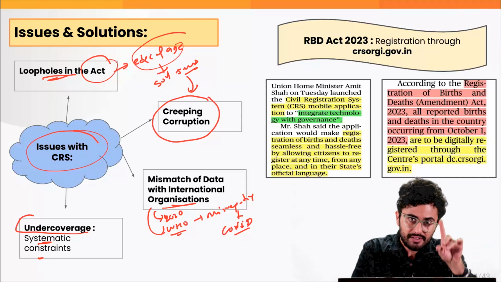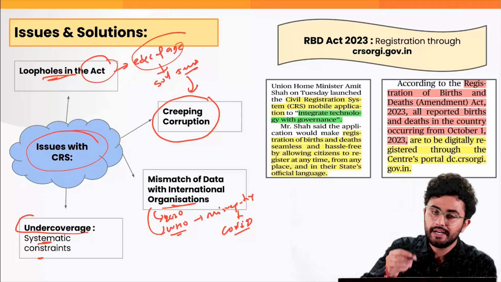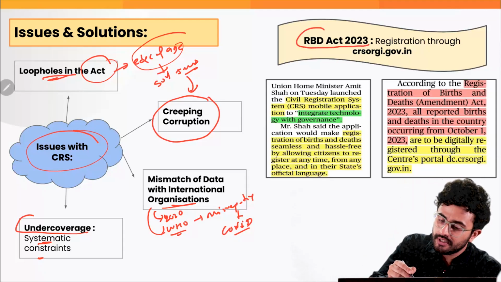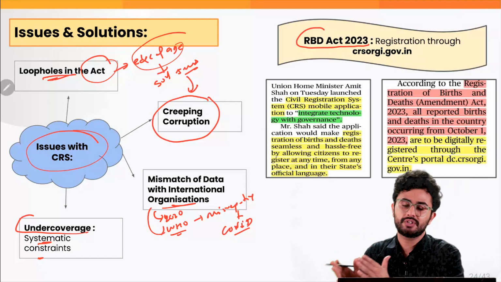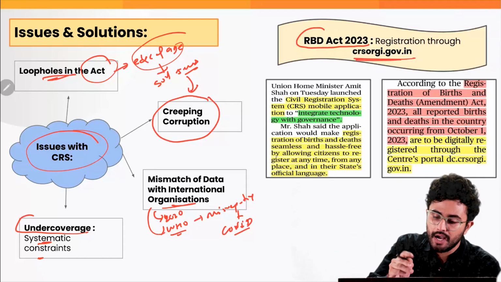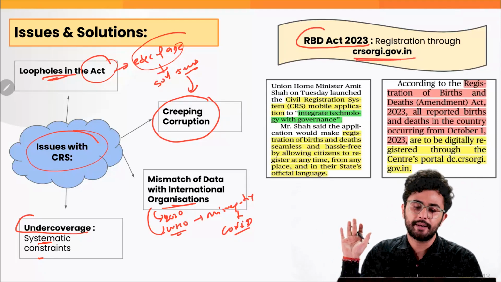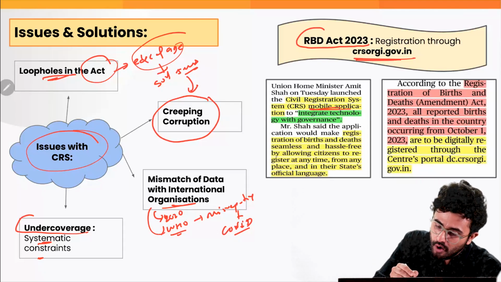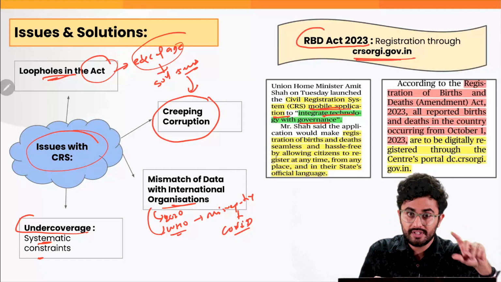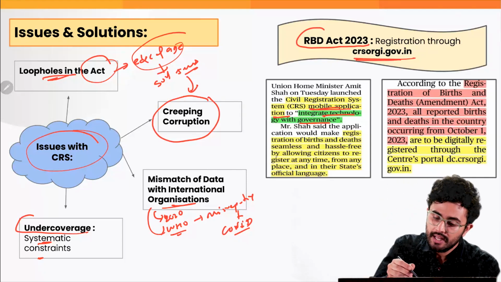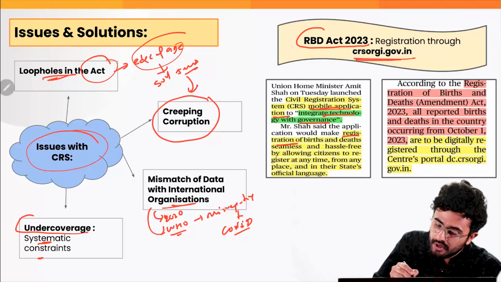So to tackle one of these challenges, what the government did, it brought the Registration of Birth and Death Amendment Act of 2023, where it said that now the registration is possible through the portal of crsorg.government.in, and the government has also now launched a mobile application to actually integrate technology with governance. So you guys can actually quote this example as digital governance as well. Now the registration of birth and death will become more seamless and hassle-free.